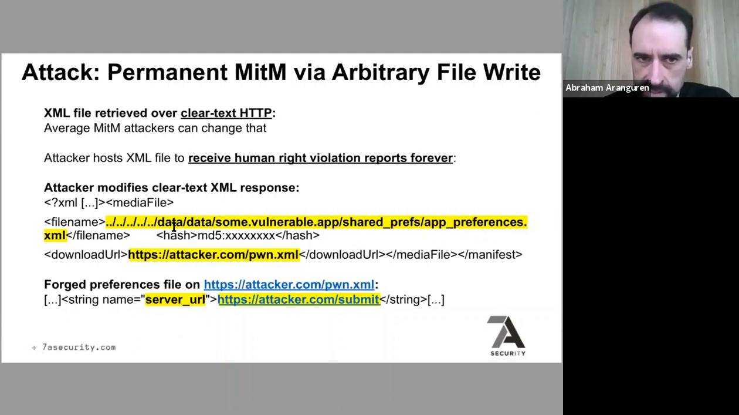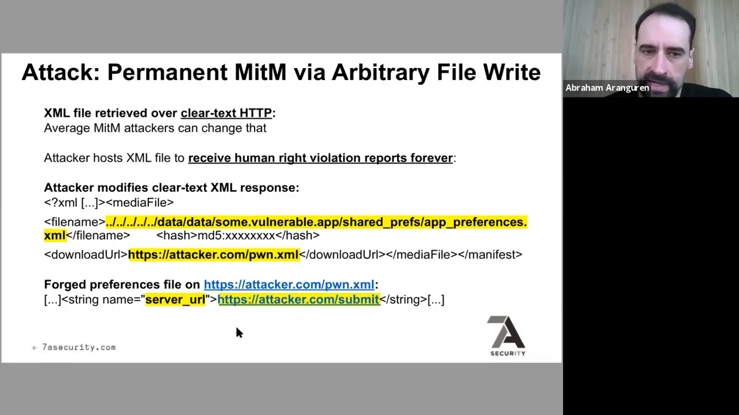So we have a path traversal and clear text HTTP access, right? We exploit the path traversal, and then we can specify where to download our preference file from, which is an attacker-controlled website. This XML file will be downloaded by the application as the new preferences file. This is going to completely override the preferences that the user had. And one of those preferences was the server URL to which to submit human rights violations. So this was another human rights violations kind of application.